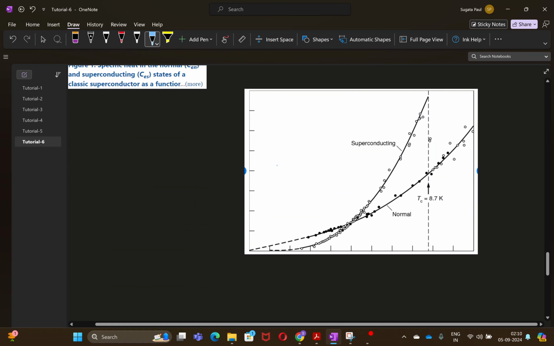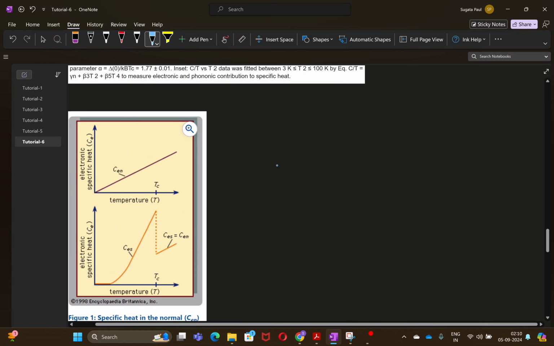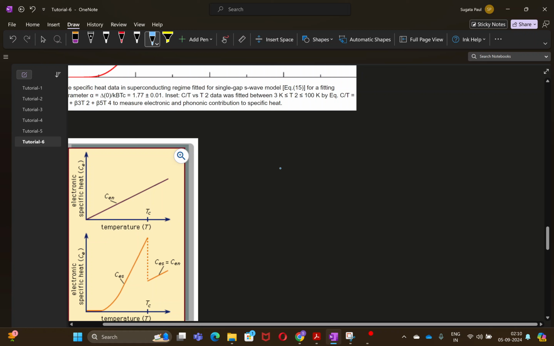Let me first describe the actual nature of specific heat in most materials. Normally you know that specific heat goes like gamma T plus alpha T cube, where gamma T comes from the electronic contribution to specific heat, gamma being the Sommerfeld coefficient, and the alpha T cube term comes from the lattice contribution. So that is how the generic specific heat relation looks.